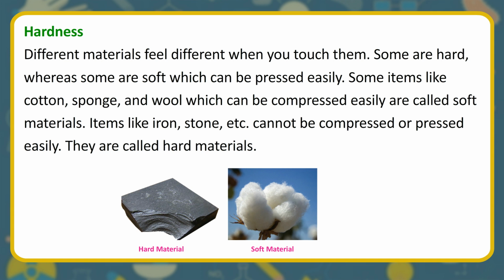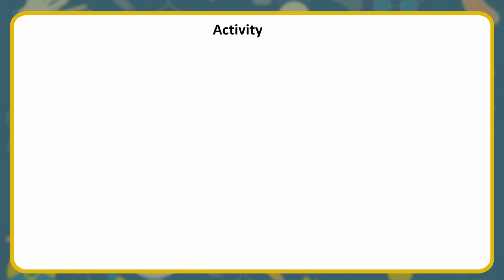Hardness. Different materials feel different when you touch them. Some are hard, whereas some are soft which can be pressed easily. Some items like cotton, sponge, and wool which can be compressed easily are called soft materials. Items like iron, stone, etc. cannot be compressed or pressed easily. They are called hard materials.